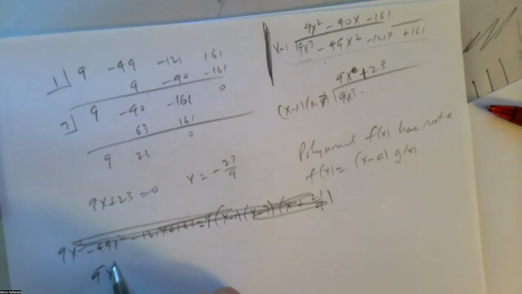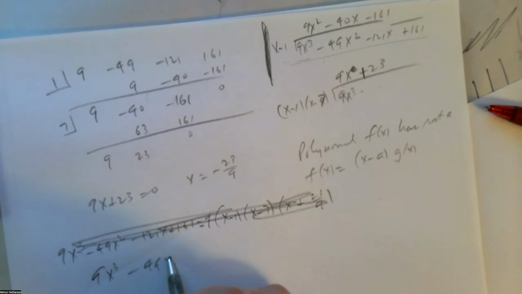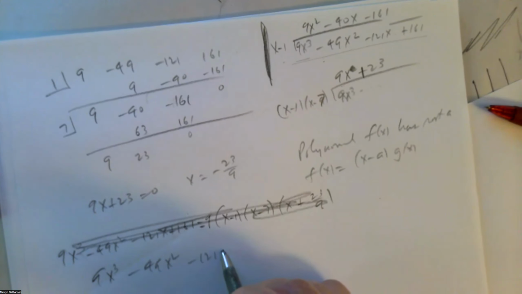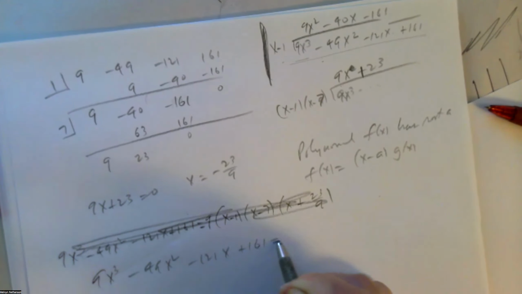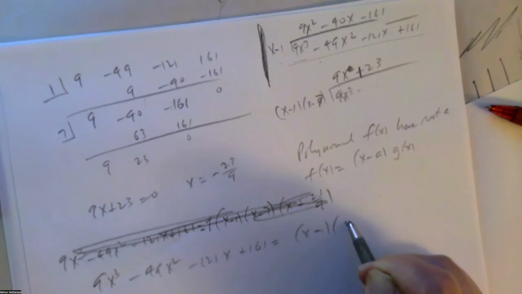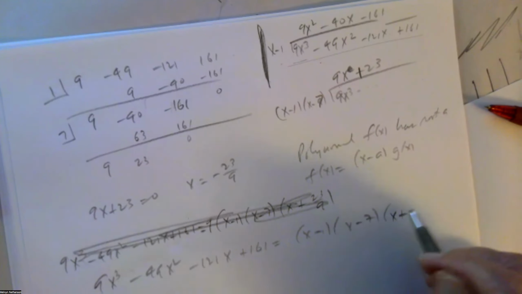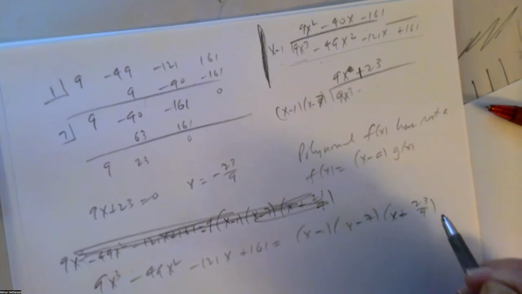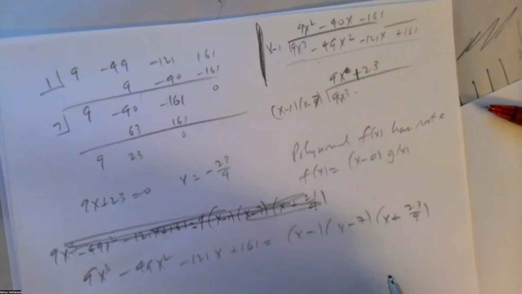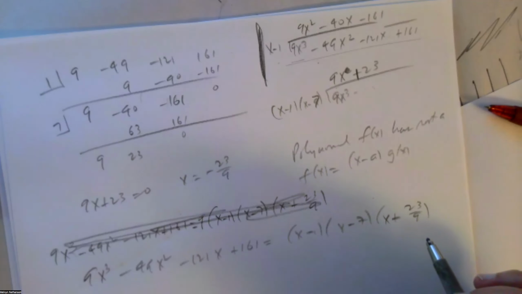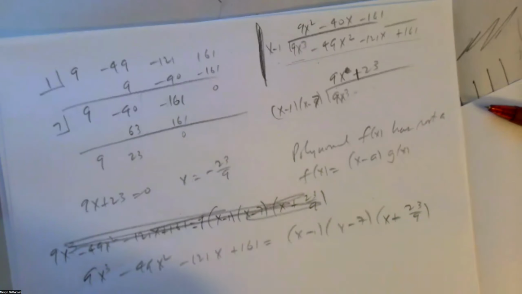Sorry, let me just do it. 9x cubed minus 49x squared minus 121x plus 161 is x minus 1, x minus 7, x plus 23 over 9. So that's what we know. Divide it by 9.